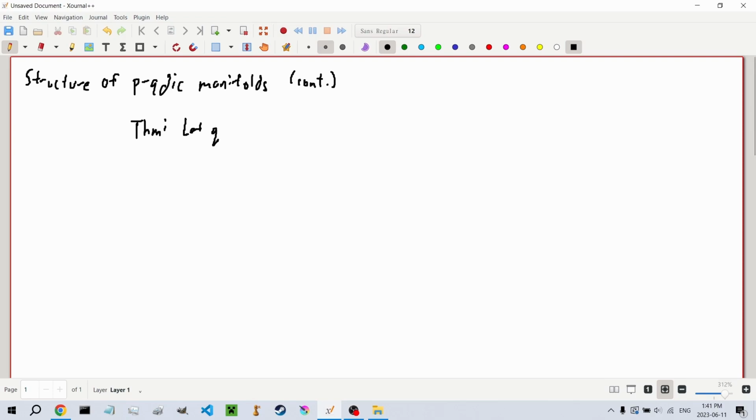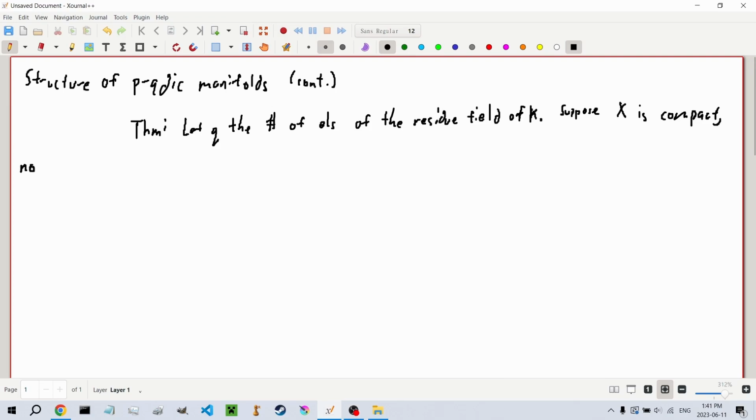Going to let Q be the number of elements of the residue field of K. Now suppose our manifold X, our topological space, is compact, non-empty, and everywhere of the same dimension D, which is going to be at least 1.